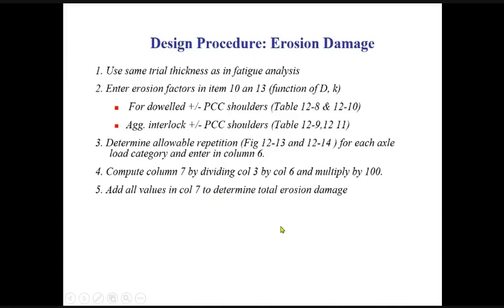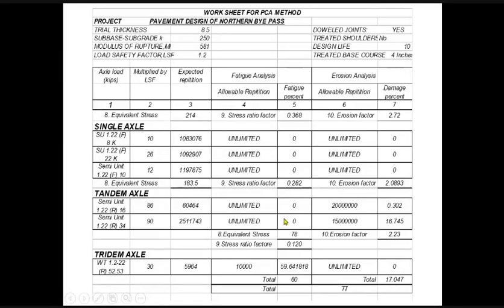Now, this is the worksheet you have to know. What are the columns and what are the rows in this worksheet? I will go one by one. Obviously, it starts with the project. If it is a pavement design of the northern bypass, it's a real design. Then there is the trial thickness.